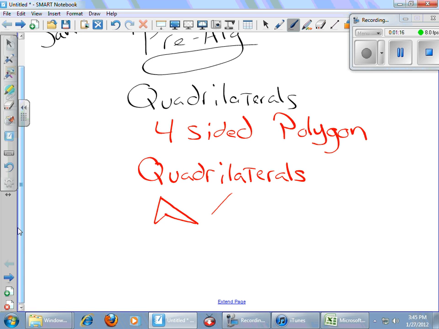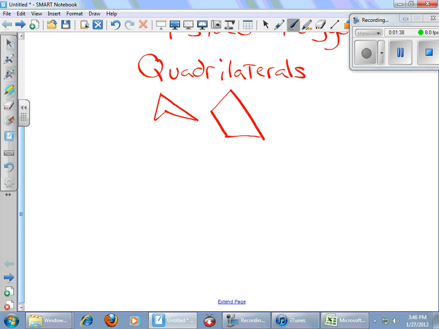It could look kind of like this. Let's see here. Kind of like that. Okay. A square is a type of quadrilateral, but it's a very special quadrilateral, so we'll talk about that later. In fact, I don't even want to put that here. If I remember right, there's 16 different types of quadrilaterals, but we're going to have to investigate.